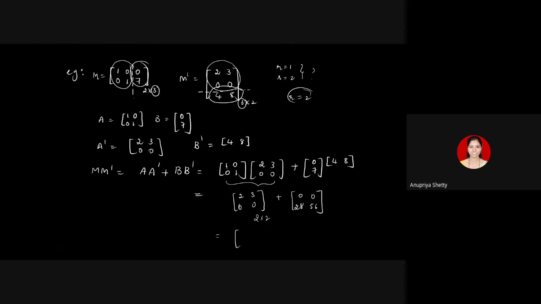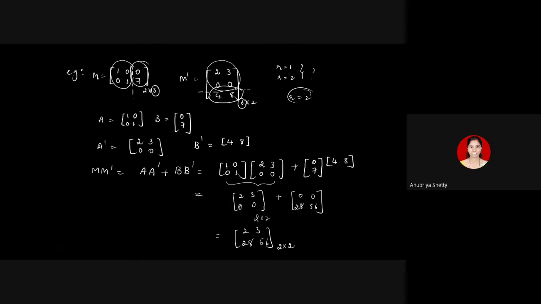Now I have to add, that's all. So 2, 3, 28. This was 0. So 28, 56. That's all. So this is the product that we got by block multiplication.